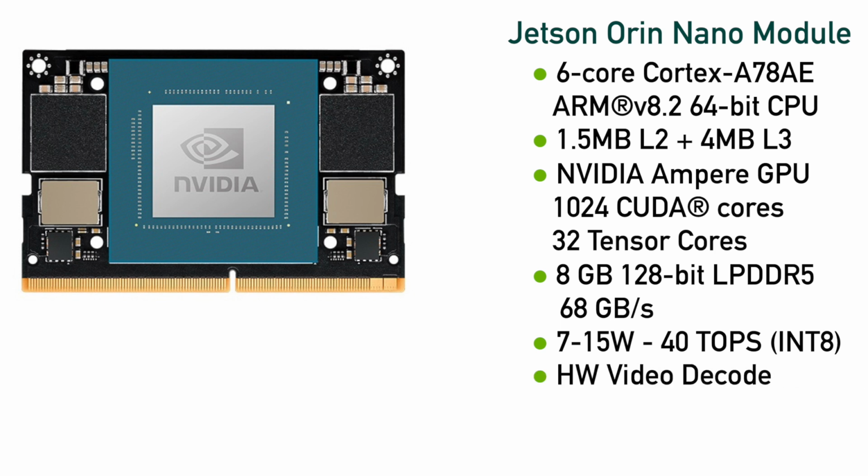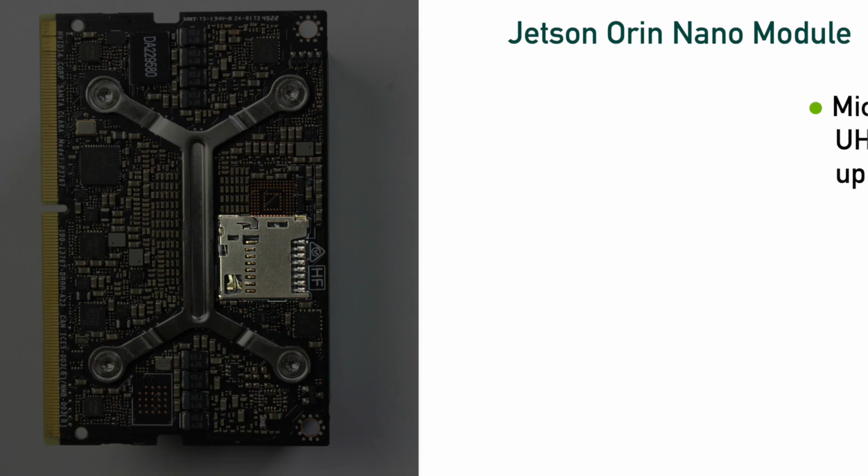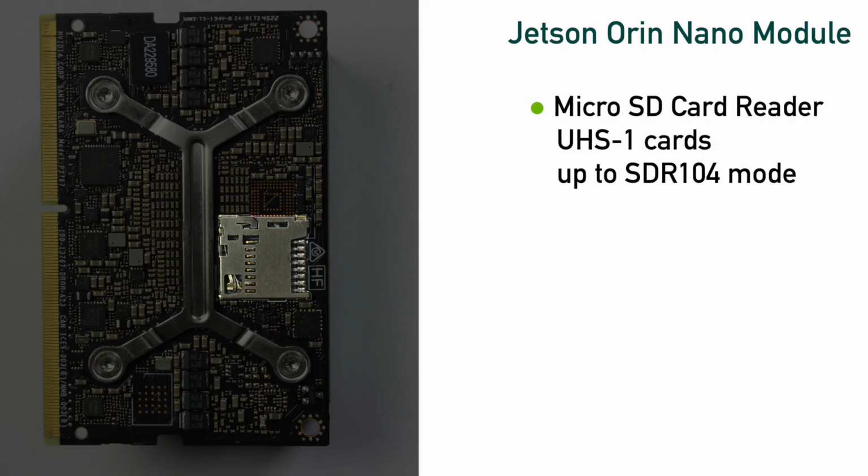There are also hardware video decoders. However, the Orin Nano does not have hardware video encoders. This must be done on the CPU. Let's look at the underside of the module. The cross-brace spring in the middle holds onto the thermal solution on the other side of the board. You can see the micro SD card reader. It is ultra-high speed, level 1.